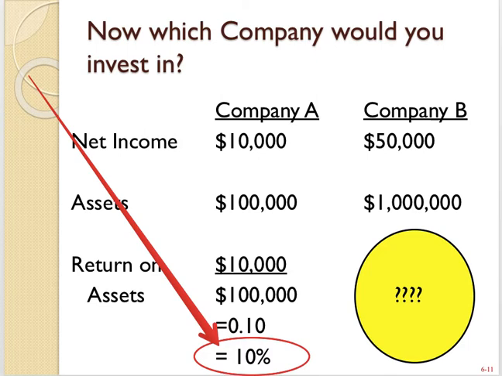Now you take a minute and calculate what the ratio is for Company B.